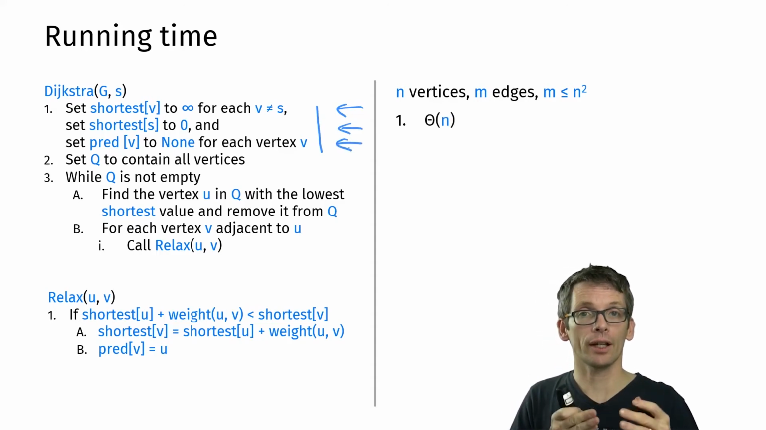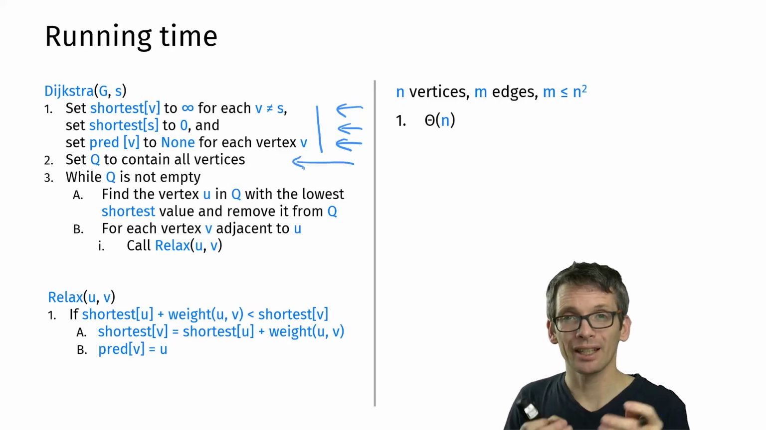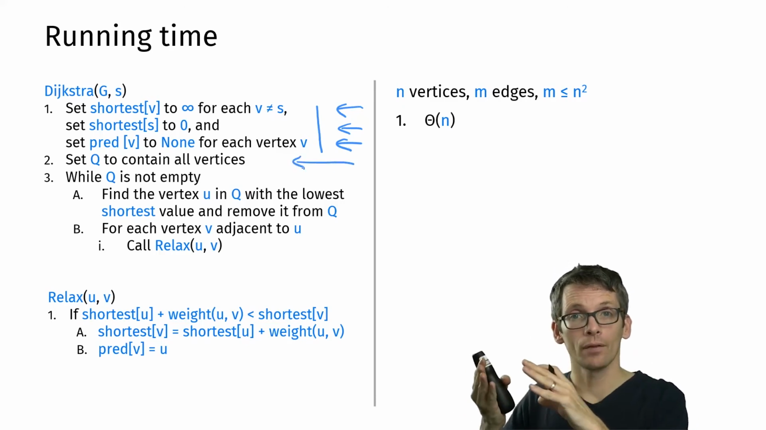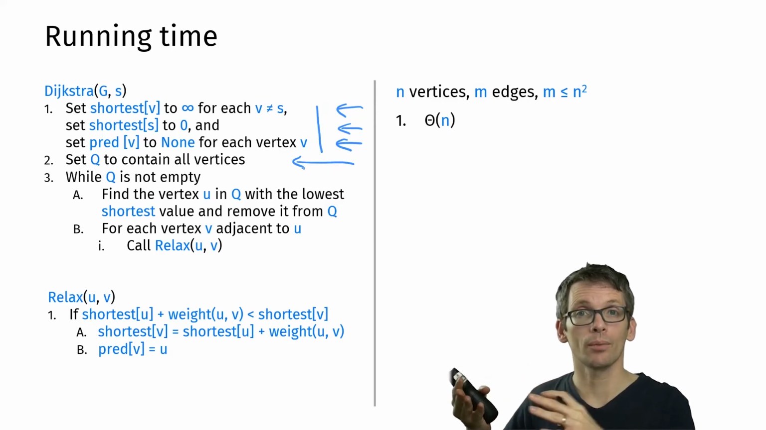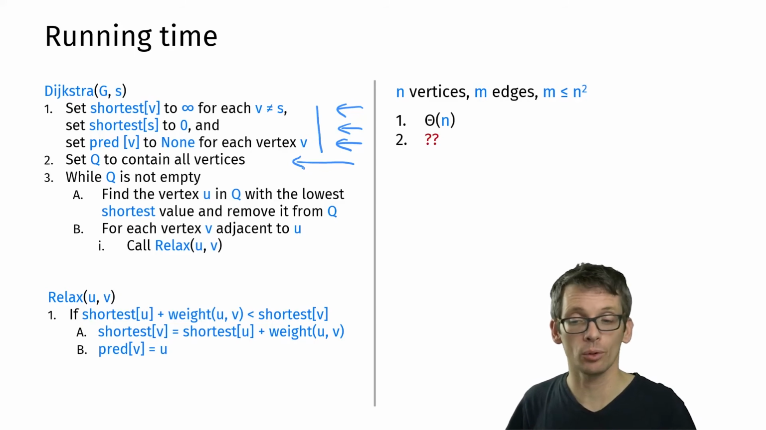Overall theta of n, so linear in the number of vertices. Step 2. So here we insert everything into the data structure Q, but we don't know what Q yet is, so we didn't specify that, so we don't know how long step 2 takes. Then we have the while loop.